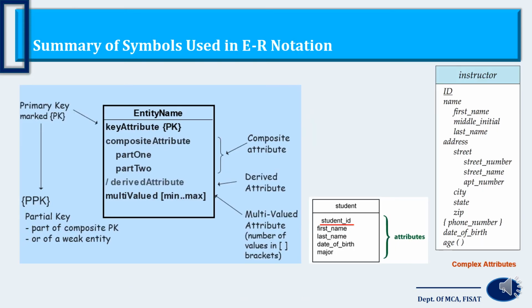So now let us look into the symbols used for representing the attributes in the ER diagram. As we said, we have the rectangle box with the entity name on the top, and the second part can be used for specifying the various attributes. Okay, fine. If the attribute is a primary key, then that attribute will be underlined.